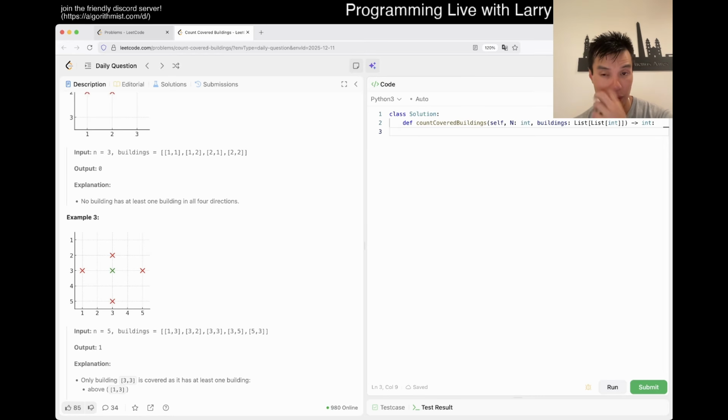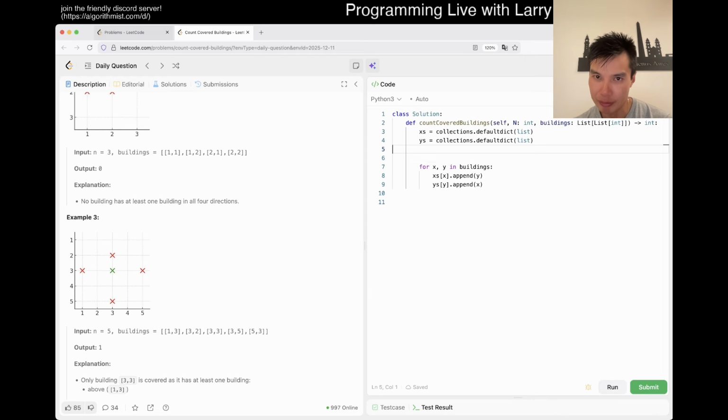I mean, you can write it in a number of ways. We can just group them by x and y. So maybe we'll just say xs is equal to collections.defaultdict of a list, and ys is equal to the same. This groups it by x and by y, so that all the x are grouped together. So now you do for x, y in buildings: xs[x].append(y), and ys[y].append(x). And that's it.